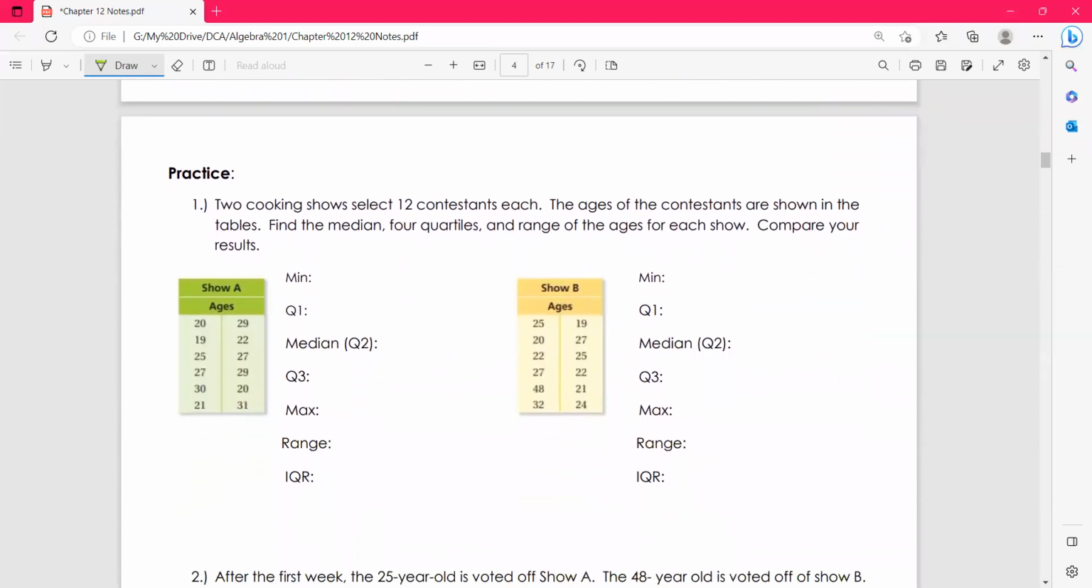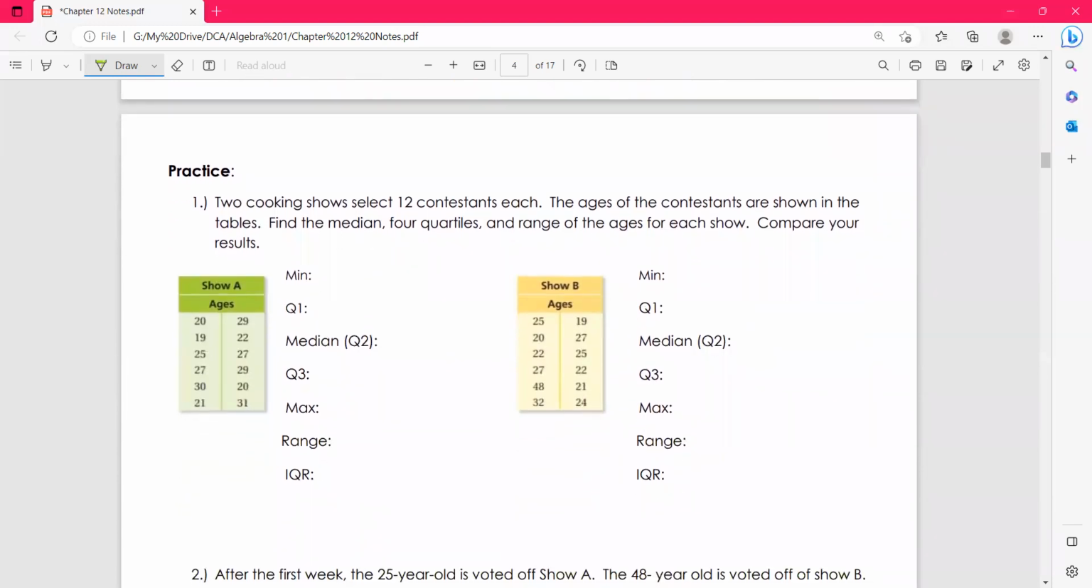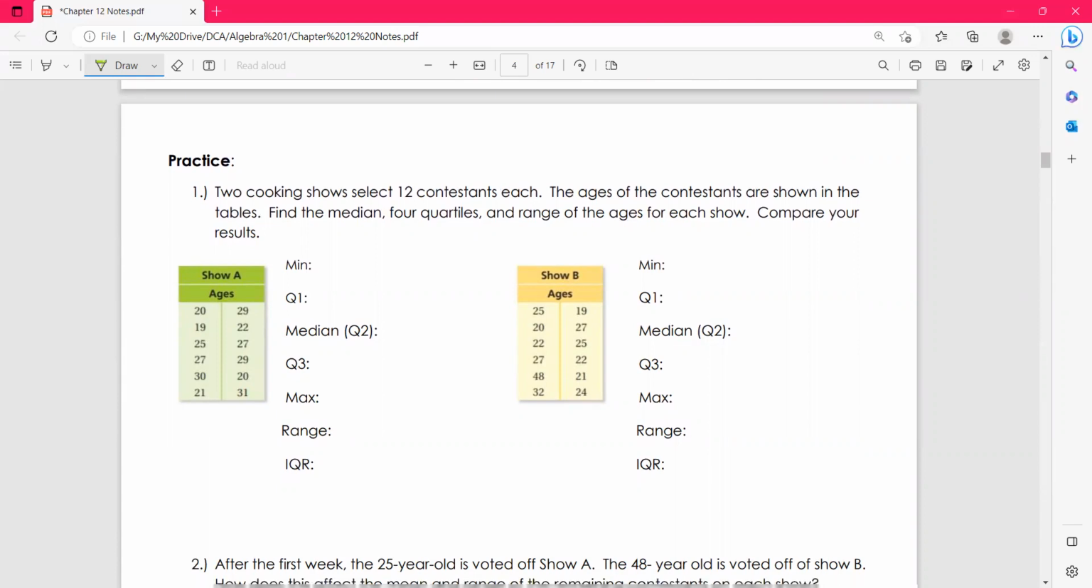Okay, so here's some practice. 2 cooking shows select 12 contestants each. The ages of the contestants are shown in the tables. Find the median, 4 quartiles, and range of the ages for each show. Compare your results. So let's order these. It seems like these are not in order from least to greatest, so let's order them at the bottom.